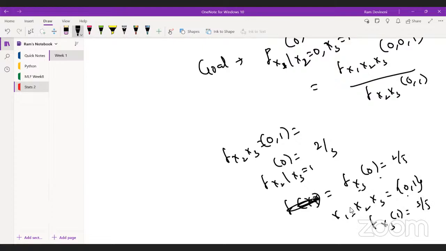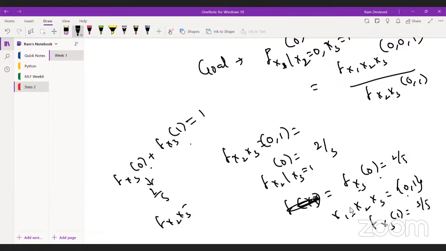I think I missed something, because f of x3 at 0 plus f of x3 at 1 should equal 1, since x3 can take only 0 and 1. And f of x3 at 0 is given as 2 by 5, so 1 minus 2 by 5 gives 3 by 5. Now using this, we can find f of x2, x3.